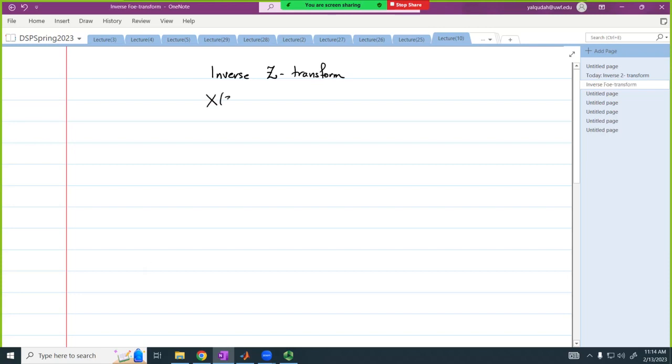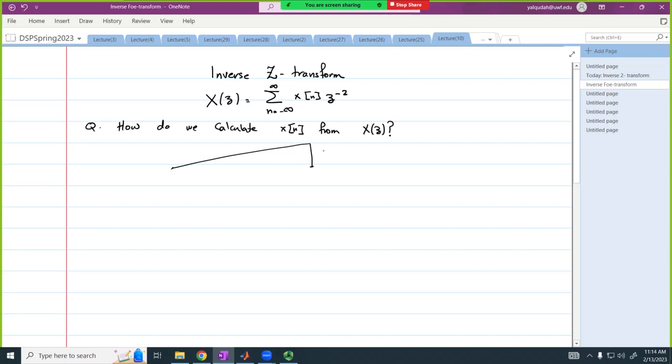So we know x of z is equal to the summation from n equal negative infinity to infinity of x of n, z to negative n. And the question is, how do we calculate x of n if we are given x of z? And as you recall, there are three ways to do this. The first method is analytical.